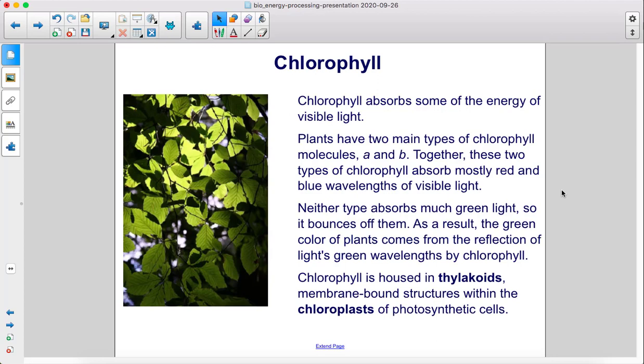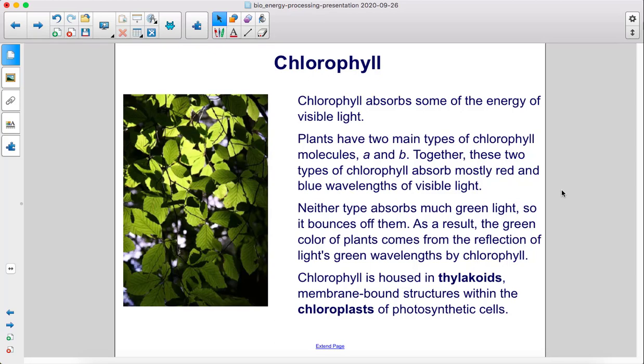Plants have 2 main types of chlorophyll molecules, A and B. Together, these 2 types of chlorophyll absorb mostly red and blue wavelengths of visible light. Neither type absorbs much green light, so it bounces off them. As a result, the green color of plants comes from the reflection of light's green wavelengths by chlorophyll.